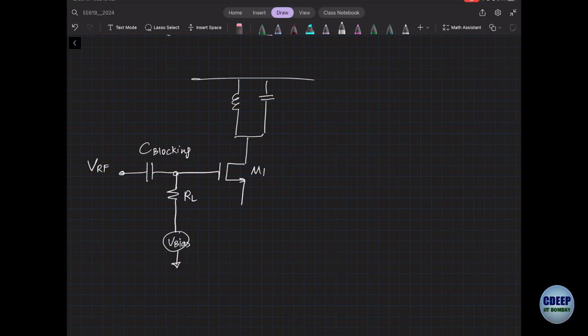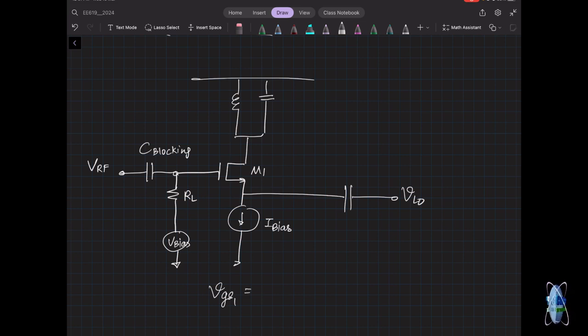Okay. The next one would be, we would like to keep some current flowing here. My bias. Okay. And then here, we would inject our VLO. Okay. Agree? So what is VGS1? It's VRF minus VLO. I'm ignoring the V bias term right now. Okay. I'm just talking about the AC term.